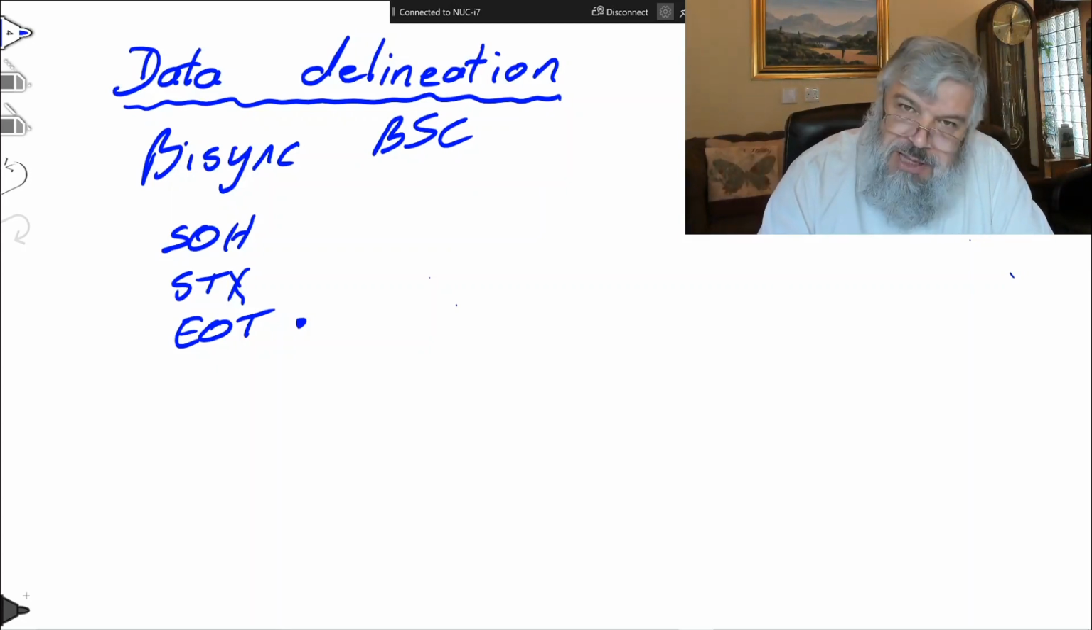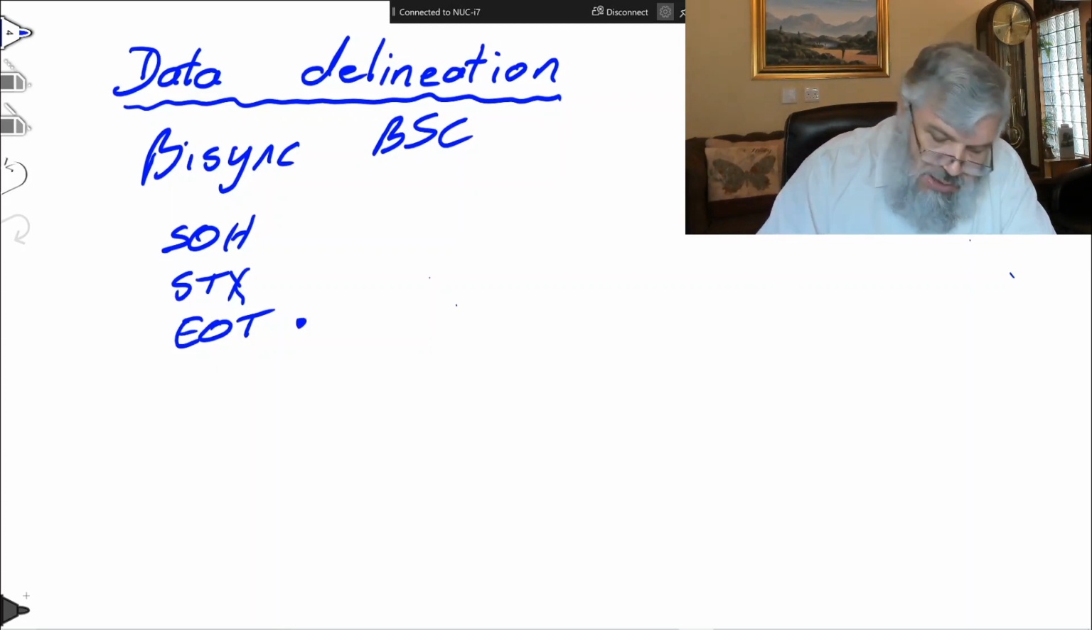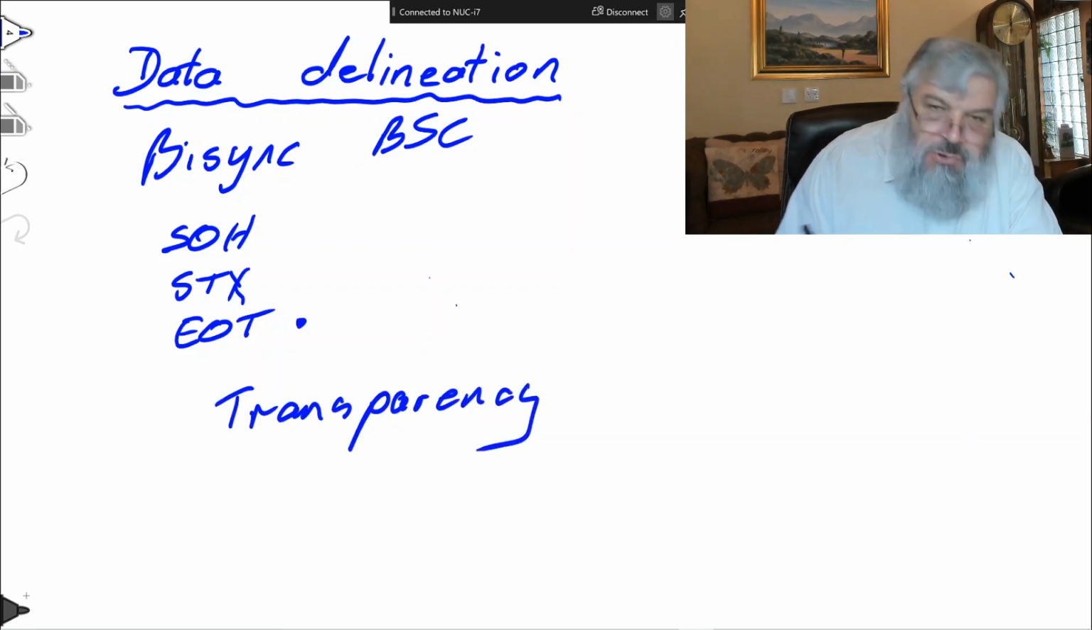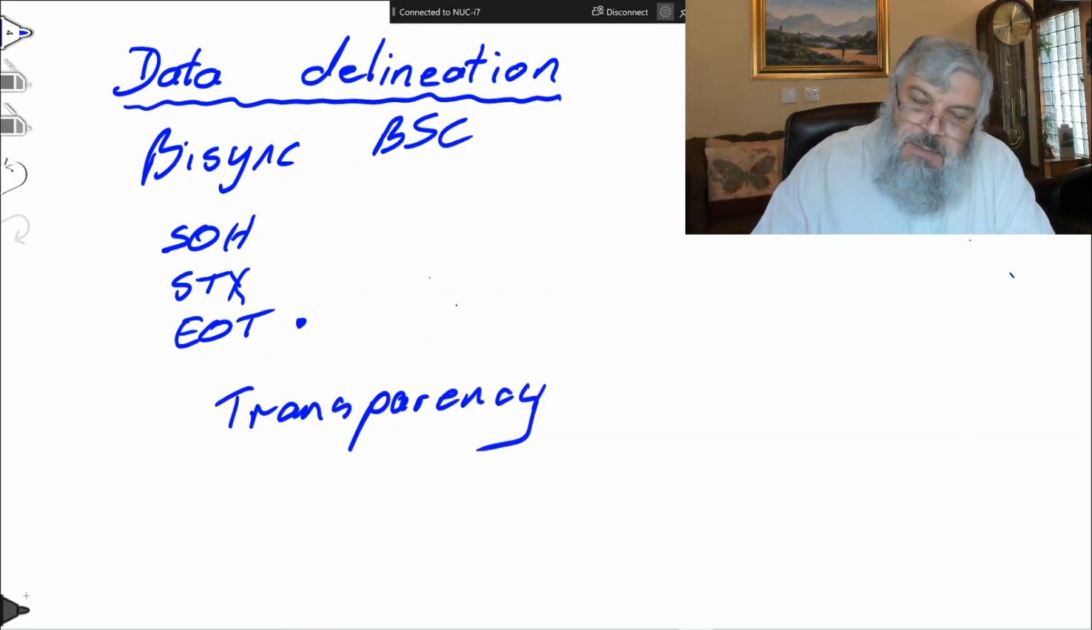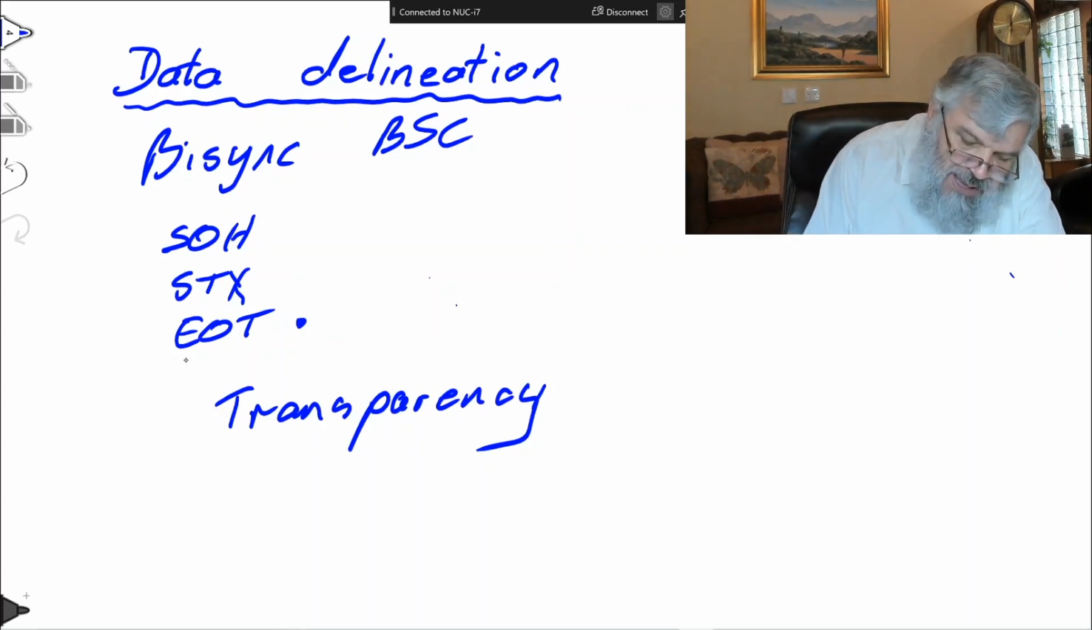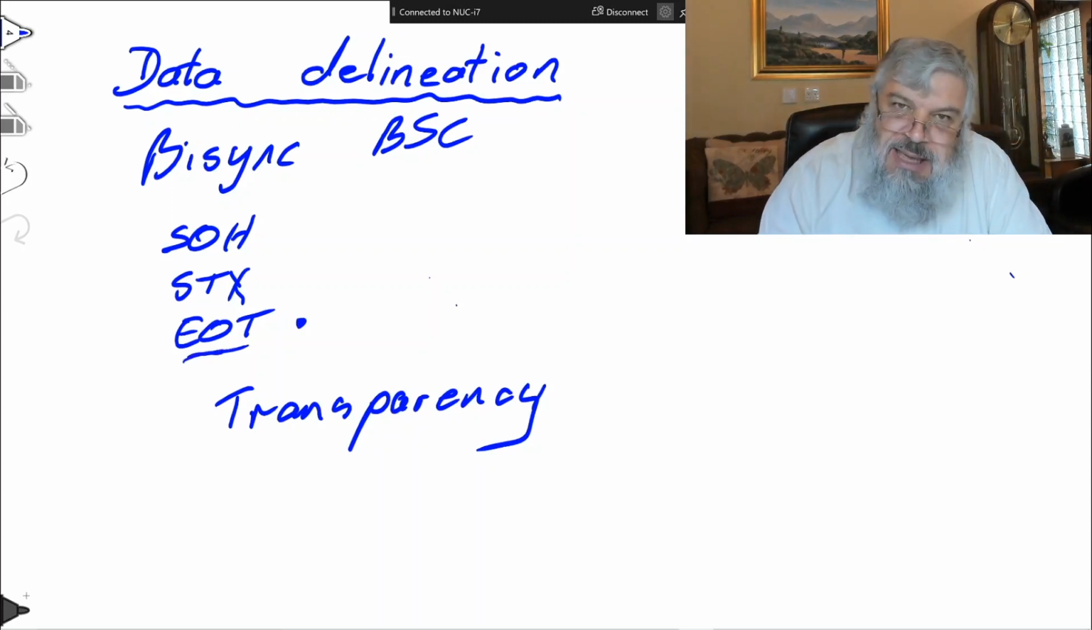The problem that this introduces is known as the transparency problem. Transparency in this context means I should be able to send anything via the data link layer. I should not have to worry whether it clashes with any specific value, whether it happens to, by accident, look like an EOT character, and so on.